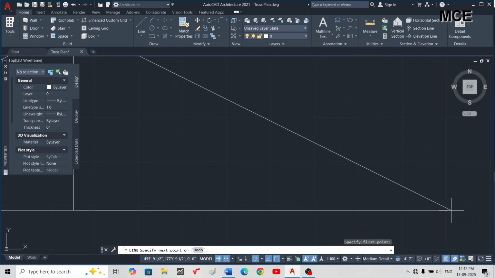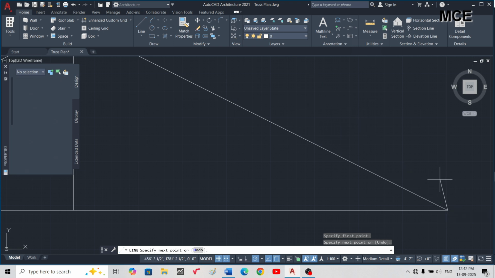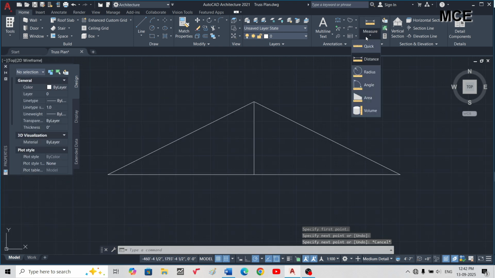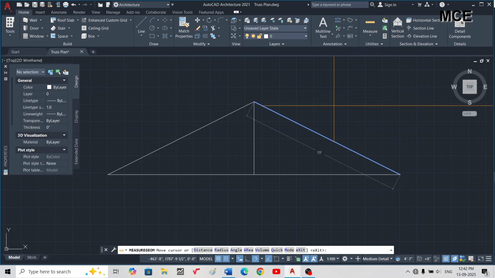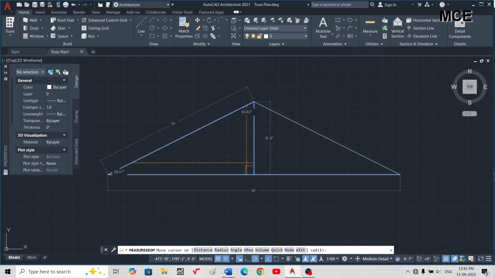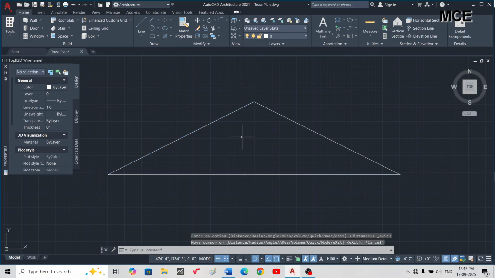You can find their length by using the measure command. So length is 19 feet. King post is 8 feet 6 inch and bottom chord is 34 feet. I have taken the rise of the truss as 6 inches in 1 feet. You can take 6 inch to 7 inch in 1 feet, that will be appropriate for the clearance of the snow loading. After that we have to get the inclined and the vertical members for this truss.